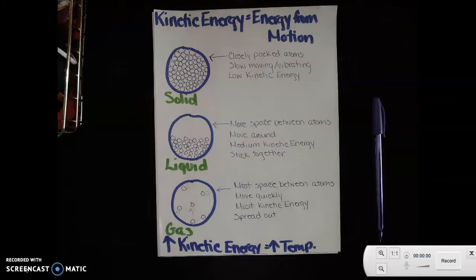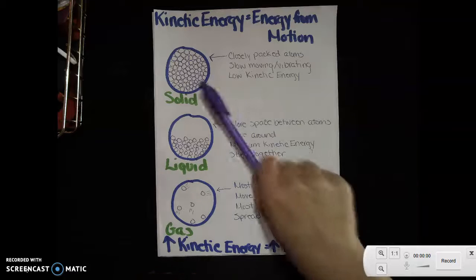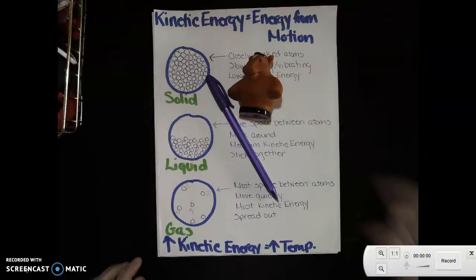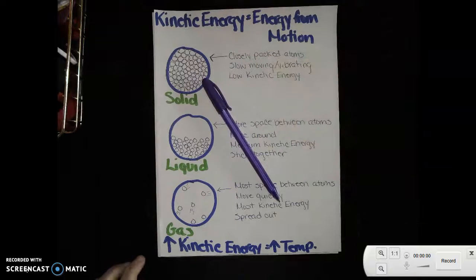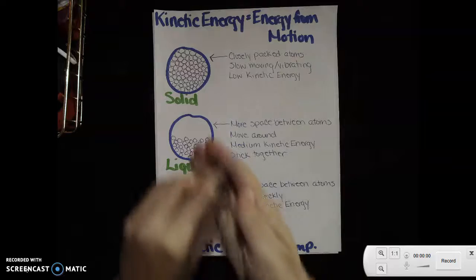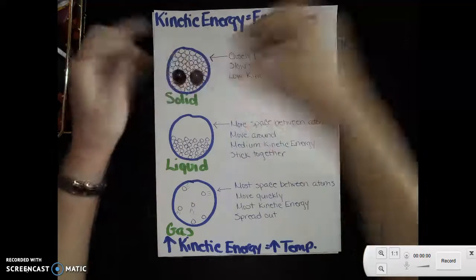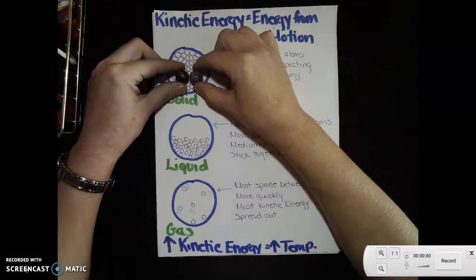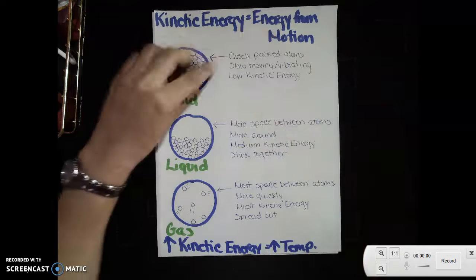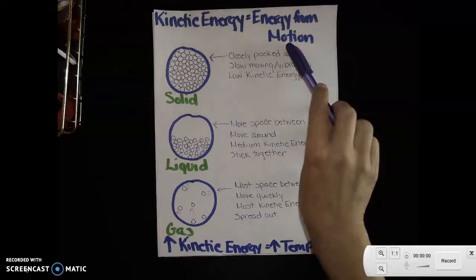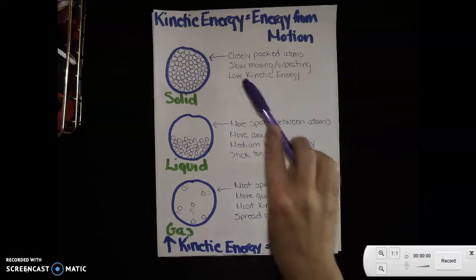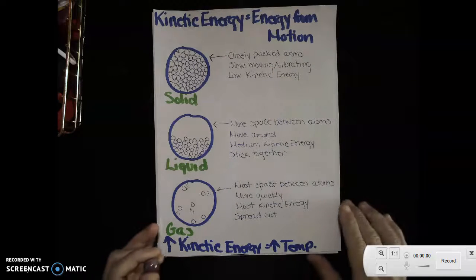So every solid around you right now, this pen, this horse, anything that's a solid, the atoms are technically moving. There's very slight motion in them. Again, if these are two of our atoms in the solid, they're so close together that all they can pretty much do is vibrate. And because there's not a lot of motion, there's not a lot of energy. So it has low kinetic energy.